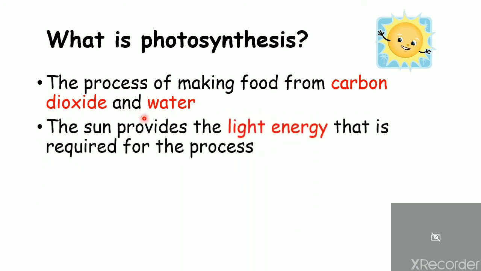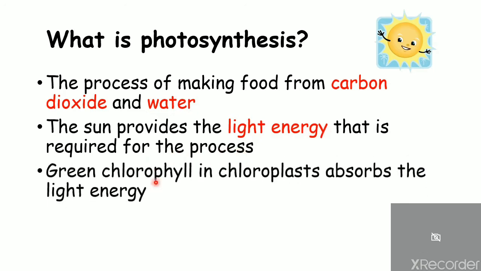The second one, now in a very simple example, when your mother cooks food, what do we require while cooking food? We require the energy, that is in the form of a gas stove. Yes, the flame, the energy has to be provided, then only the food is being cooked. So same here, the sun provides the energy in the form of light energy or solar energy, which is very, very essential for this process.